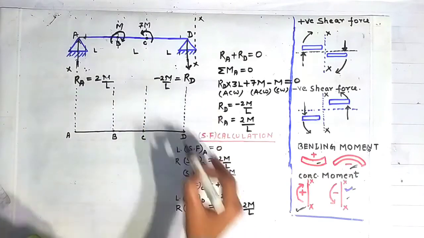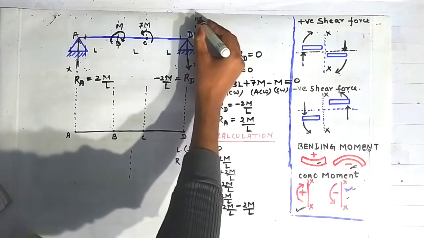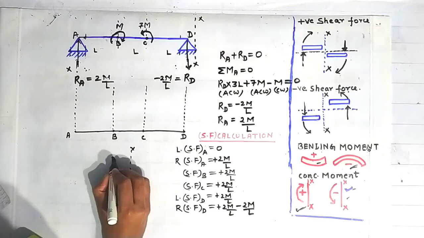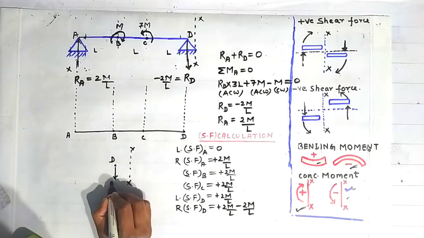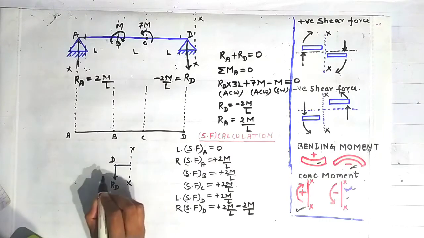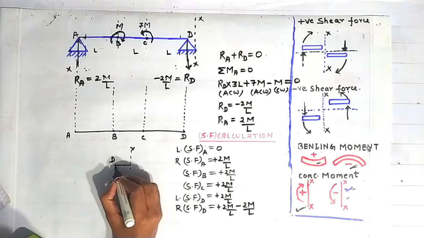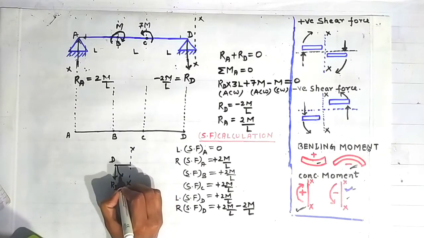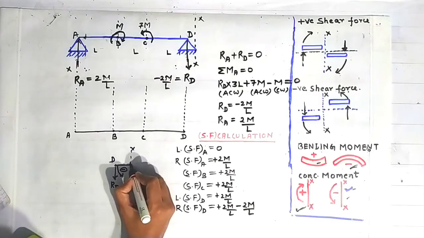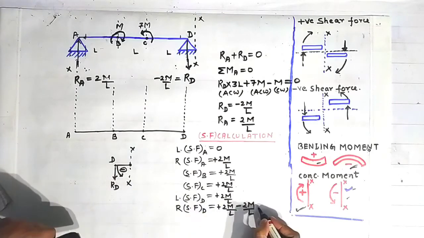Why is minus taken here? See this friends. If this is our section XX, I am drawing this portion of the beam here. This is the section XX suppose, and this was our point D lying here, and this was reaction RD going vertically downward. And this is the imaginary beam element which is lying between the point D and this section XX. Then this force RD is rotating this beam element in counterclockwise direction, which is taken as negative about this point. So that's why it is taken as negative. So it will give us 0.